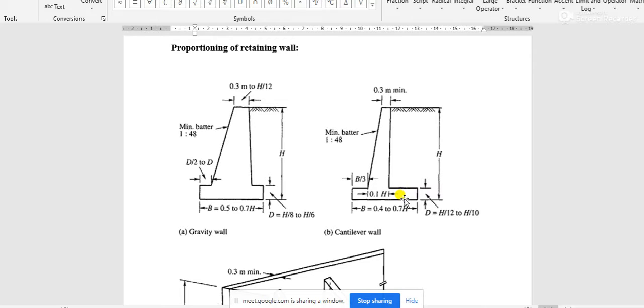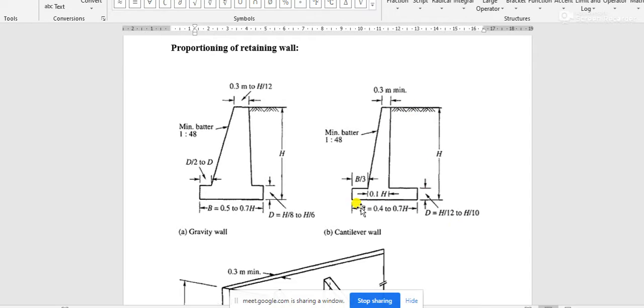Which value is actually correct for this retaining wall, with all the data given, all the soil data and all the material data? The retaining wall may be built of concrete or PCC or RCC, and all the properties of this material and all the properties of the soil are given. Then you have to check whether these assumptions, this proportioning or this assumption of the dimensions, is right or wrong.